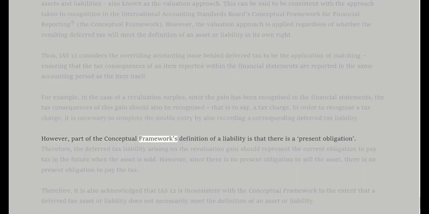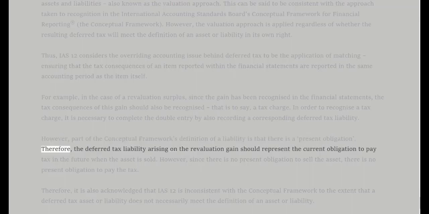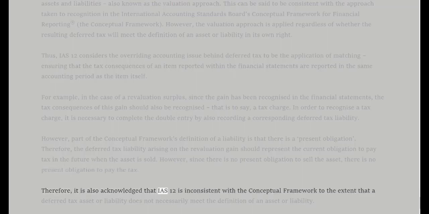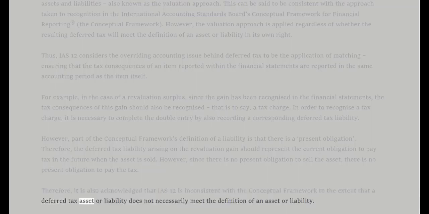However, part of the Conceptual Framework's definition of a liability is that there is a present obligation. Therefore, the deferred tax liability arising on the revaluation gain should represent the current obligation to pay tax in the future when the asset is sold. However, since there is no present obligation to sell the asset, there is no present obligation to pay the tax. Therefore, it is also acknowledged that IAS 12 is inconsistent with the Conceptual Framework to the extent that a deferred tax asset or liability does not necessarily meet the definition of an asset or liability.